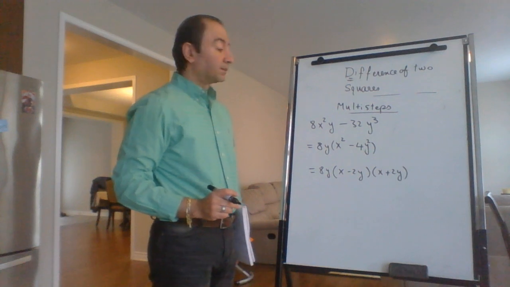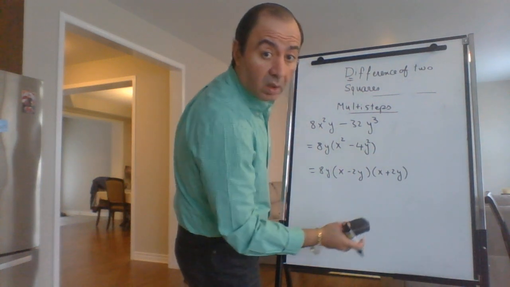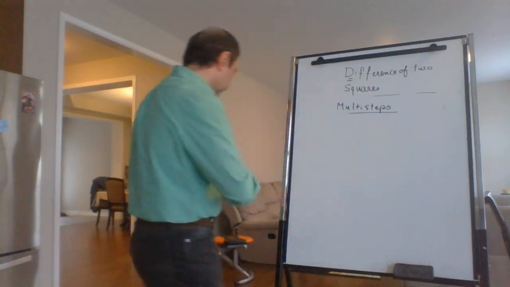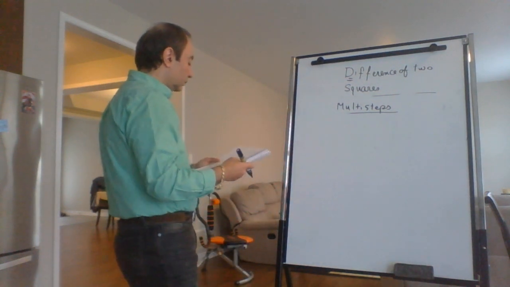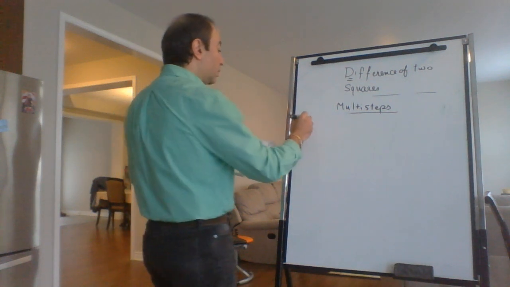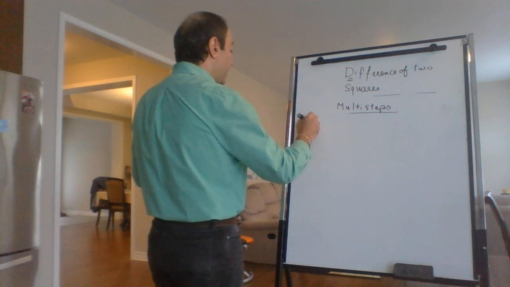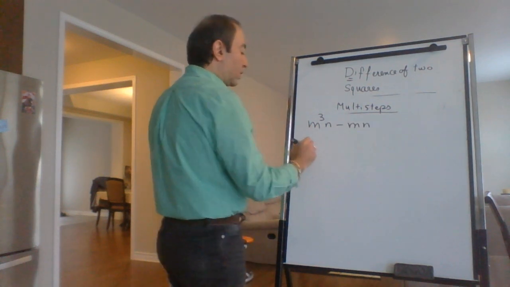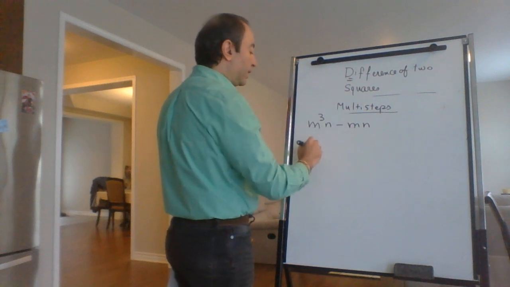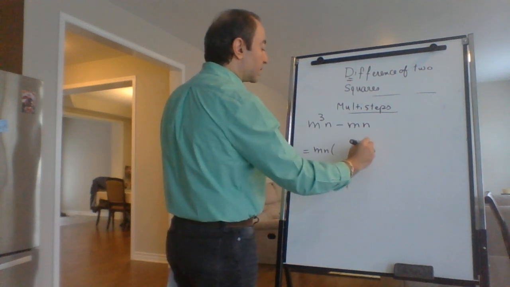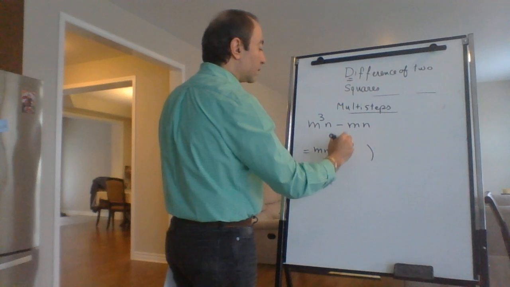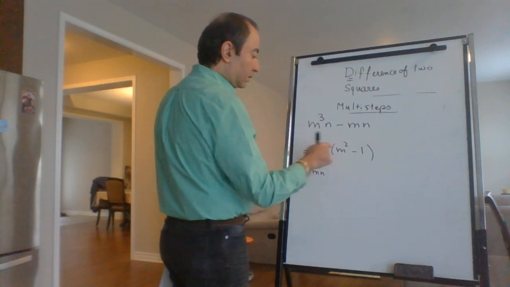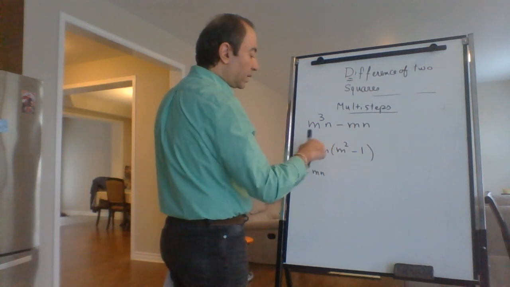Alright, now I still can do one more, I guess. M cubed n minus mn. So again, common factor is mn. What remains inside is m squared minus 1. Mn stays because I get this by dividing each term by mn.